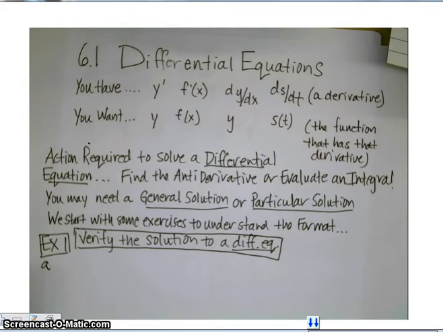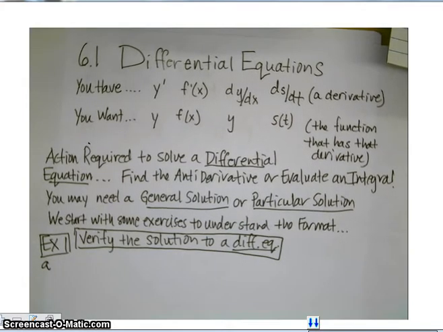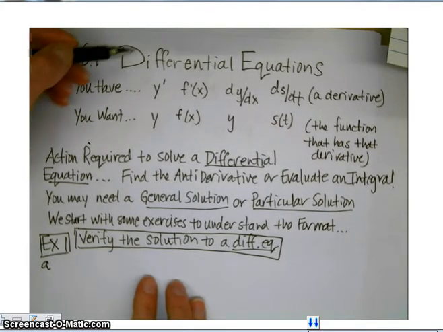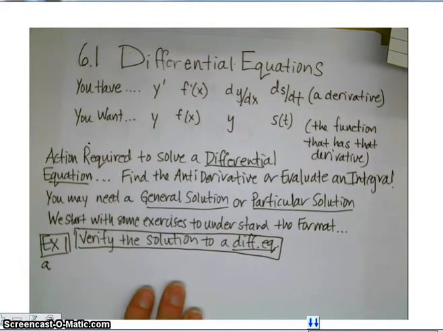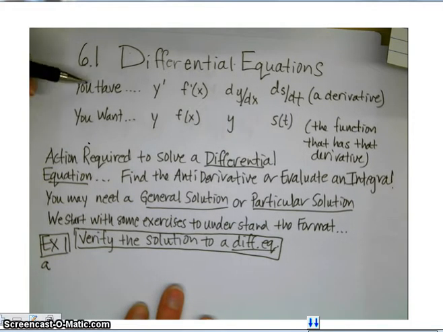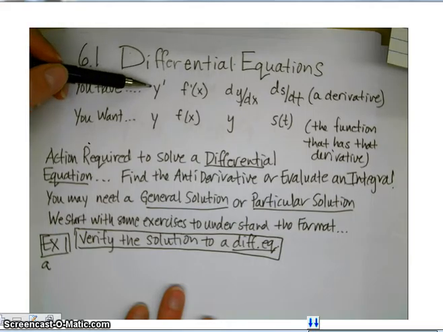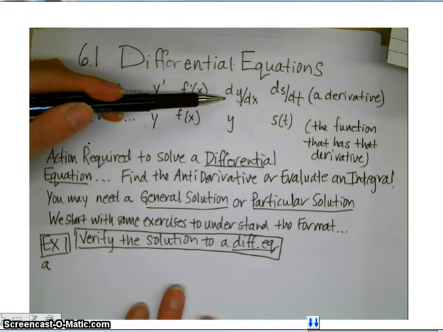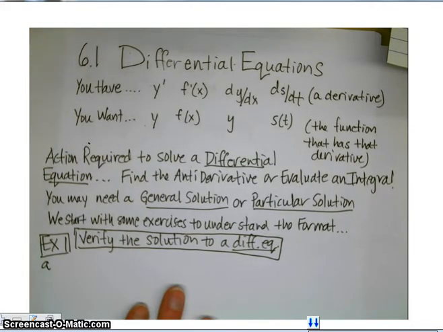Okay, so today we're going to talk about the first major topic in Calc 2 called differential equations. And a differential equation you actually solved in Calculus 1 a little bit. For a differential equation, what you have for your problem is you have either y prime or f prime of x or dy over dx or ds over dt, which are all derivatives.